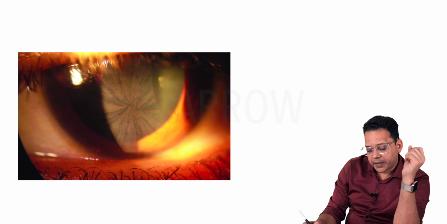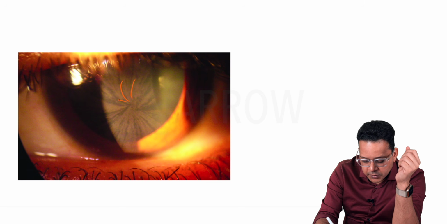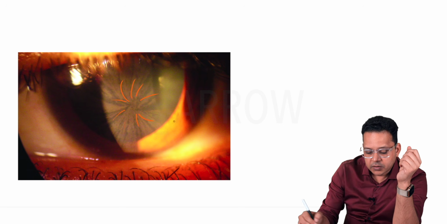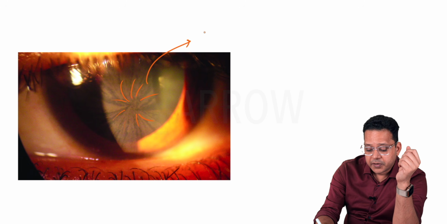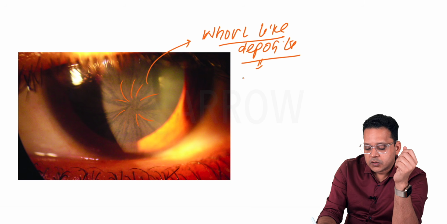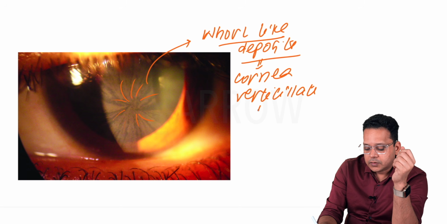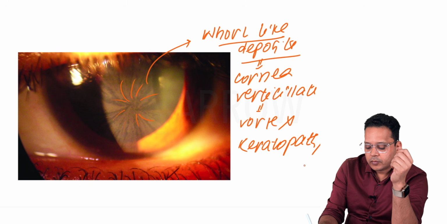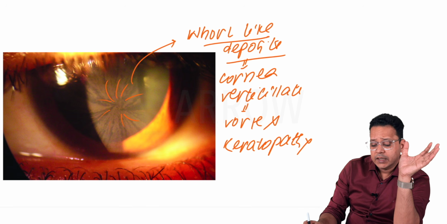All right, look at this cornea and look at this pattern you can see here. What is this pattern called? These are deposits in the cornea. These are called whorl-like deposits in the cornea, or this is called cornea verticillata, also known as Vortex Keratopathy. It is also known as Vortex Keratopathy.